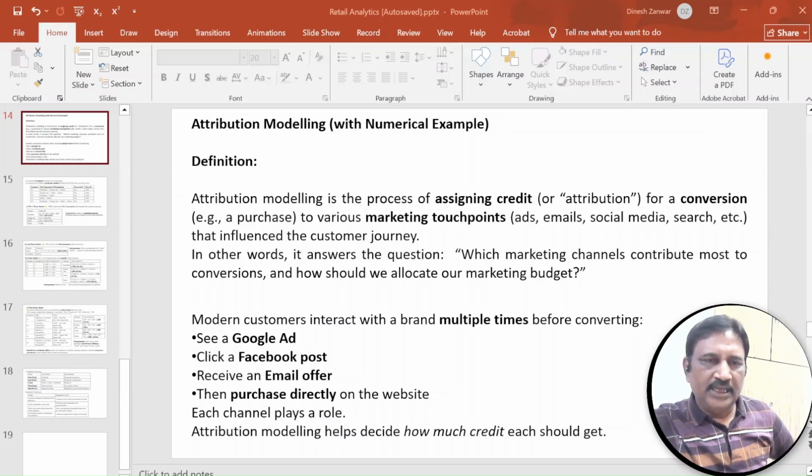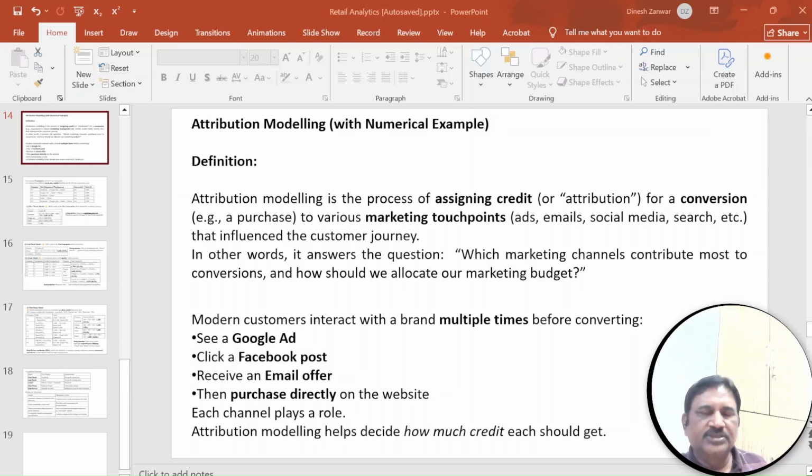Modern customers interact with a brand multiple times before converting. He sees a Google ad, then clicks a Facebook post, then receives the email offer, then purchases directly on the website. Each channel plays a role. Attribution modeling helps decide how much credit each of the channels should get, right?